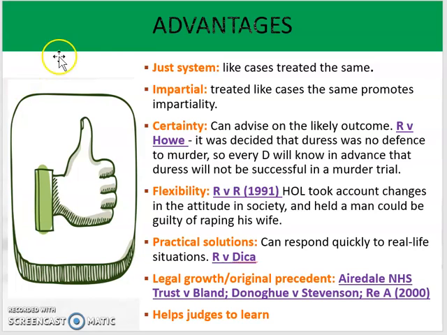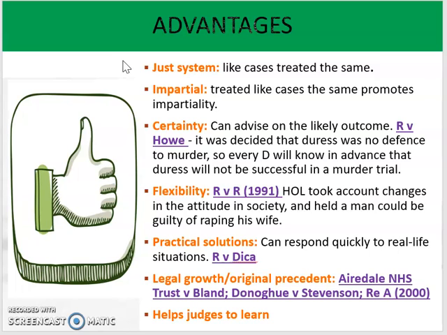So I've put the key advantages in orange down the side here, and I just wanted to talk you through these to check that you understand what each of them means. So first of all, the first major advantage of precedent is that it should lead to a just system. Now what I mean by just is fair. An advantage of precedent is that it should lead to a fair system because a case is going to be treated exactly the same as a similar case that preceded it. And that's what fairness demands.